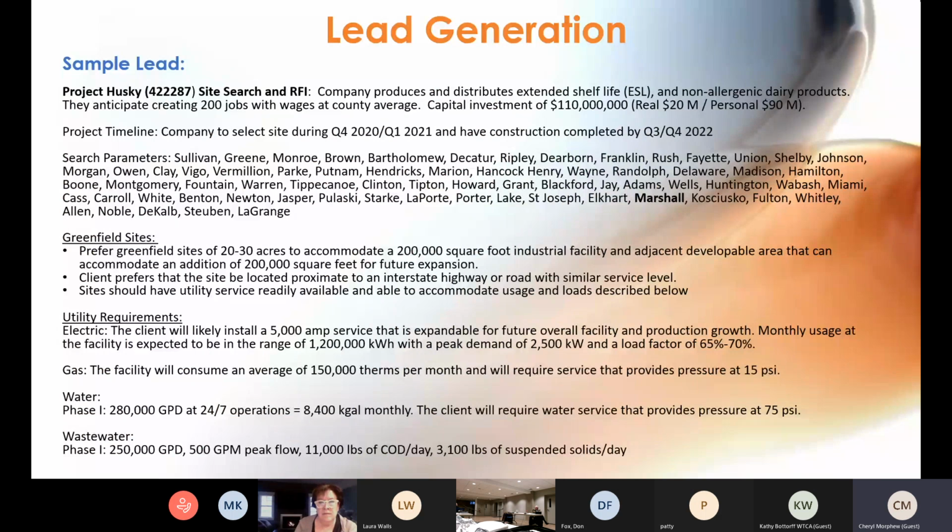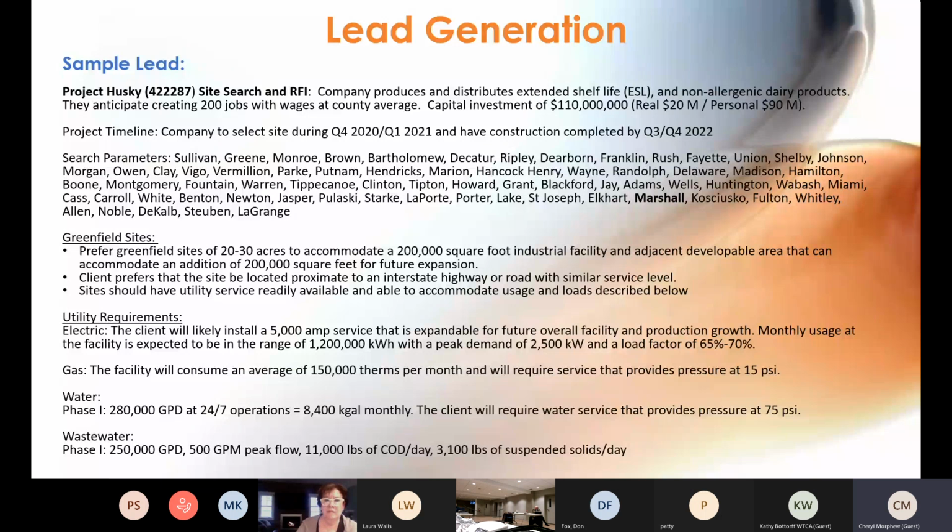Here is a sample lead that came from IEDC. And I apologize for the small writing, but I'm hoping Jonathan can make copies for you all. This was a lead that came in 2020. And as you can see, they give it a name, Project Husky. Sometimes the state gives it a name, sometimes the site consultant or the company. It tells you a little bit about what the product is. As you can see, this was food. It's extended shelf life and non-allergenic dairy products. So who knows what that is.